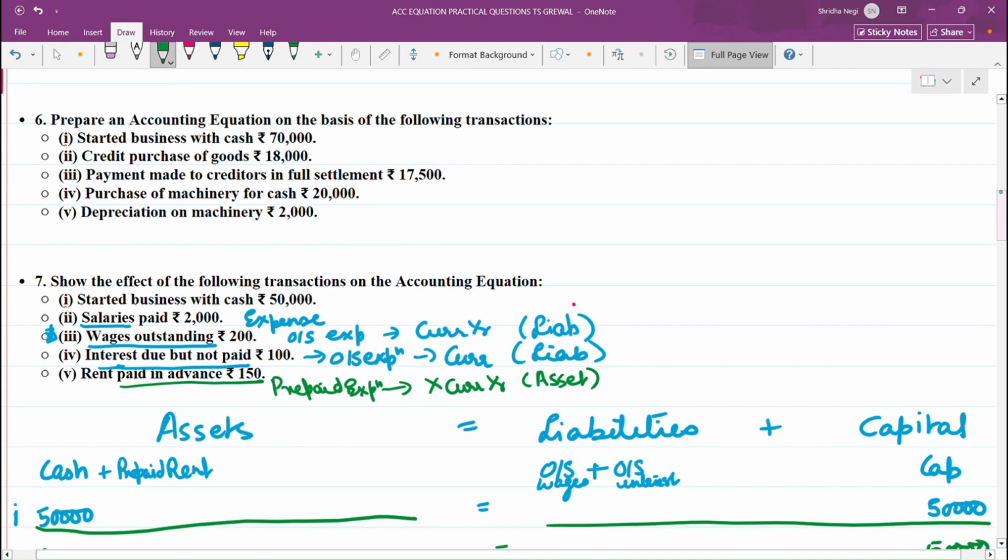So be very careful in these transactions. These are very different, new ones. Okay, salary paid, wages outstanding, wages and outstanding expense, interest due but not paid. See, the language is changing. Here it is directly given as outstanding, but here it is written due but not paid, which also means outstanding. Okay, rent paid in advance, prepaid expense. So you have to do this carefully.